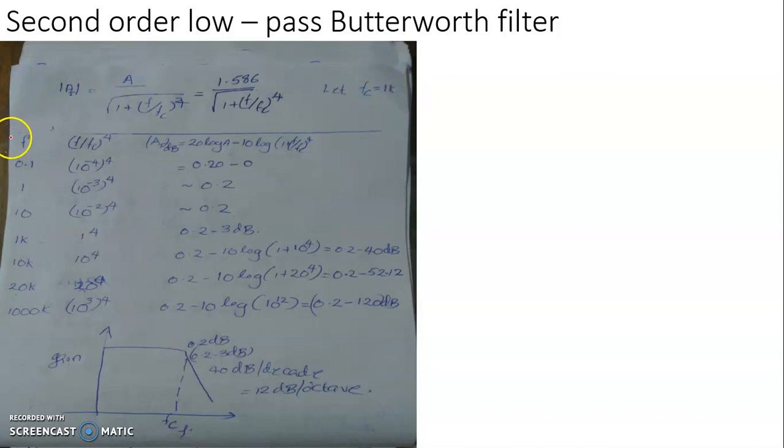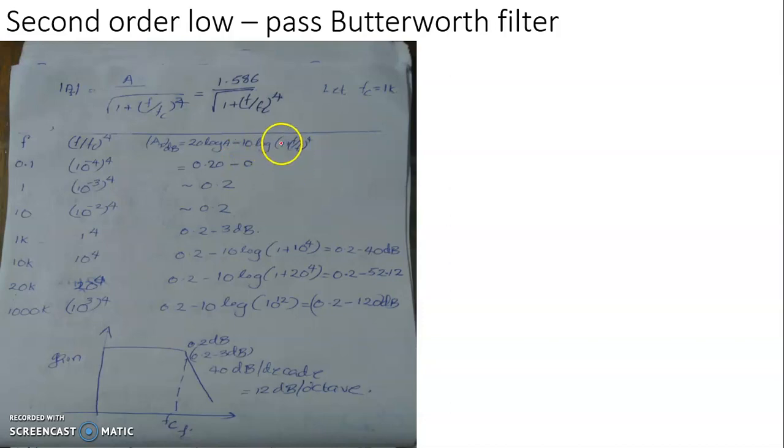Now we tabulate. Of course you can have an additional column on the left labeled with the serial number. First, F, the frequency of the input signal; F by FC, the frequency of the input signal divided by the characteristic corner frequency, raised to 4; and the decibel gain, AF dB equal to 20 log A, that is 20 log 1.586, which is 0.2. So the midband gain of this amplifier is very small.